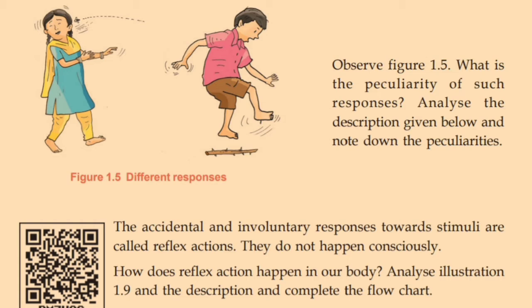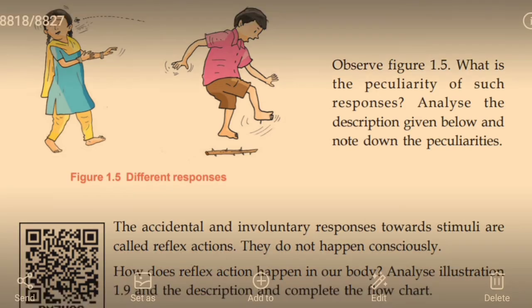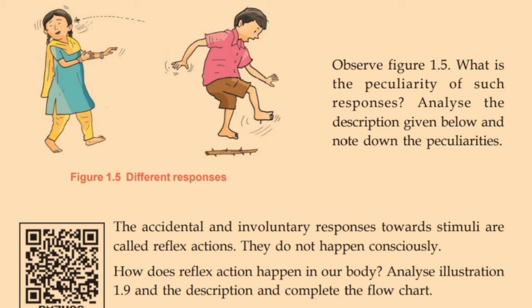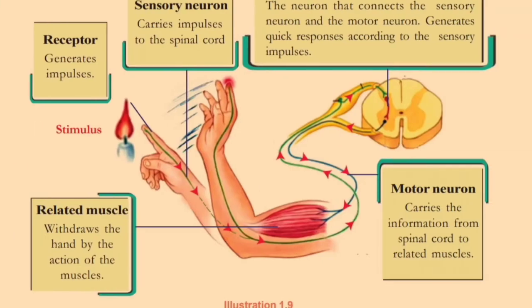When a thorn pricks a child's foot, the child withdraws the foot. Similarly, when a bee comes toward the eye, the eye is withdrawn. These actions do not come under our conscious level. So in this way the accidental and involuntary responses towards stimuli are called reflex actions.